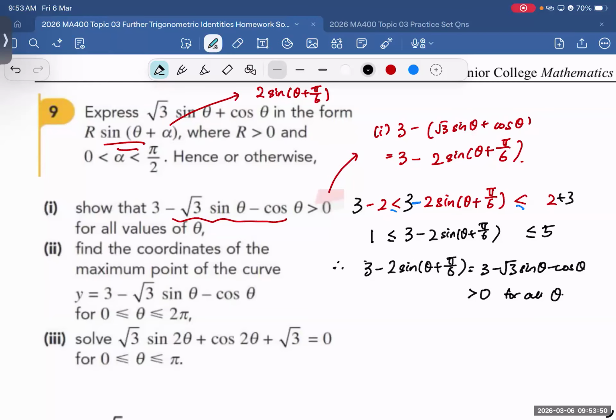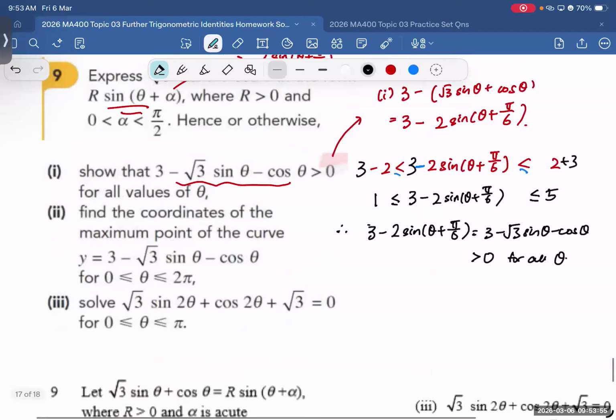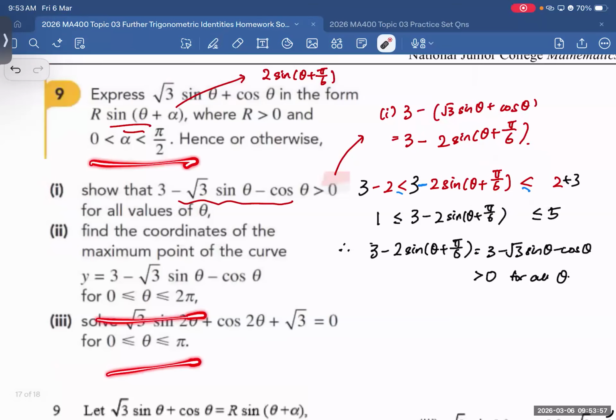So far okay? Yes, can. Okay. You can't use degrees because it's in radian. Everything is in radian. So if you put degree, you will lose marks.